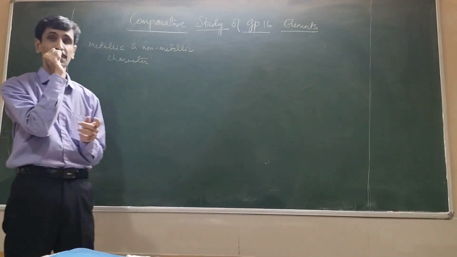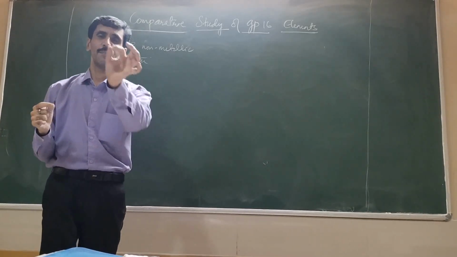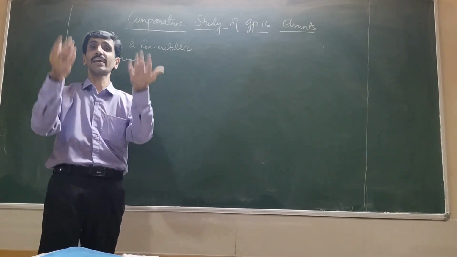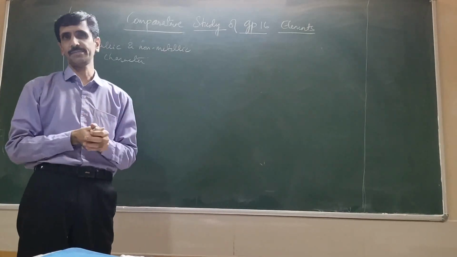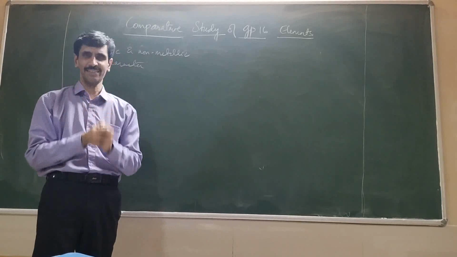Alright. Now what is it? In simple words, the tendency to lose electrons is a metallic character. The tendency to gain electrons is a non-metallic character. Okay? Now, that tendency depends upon the atomic size.